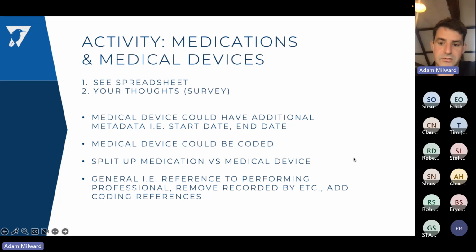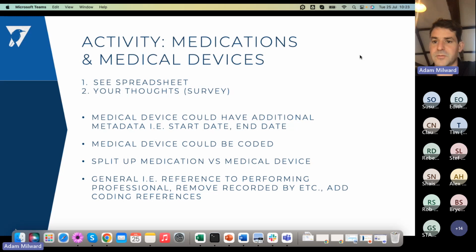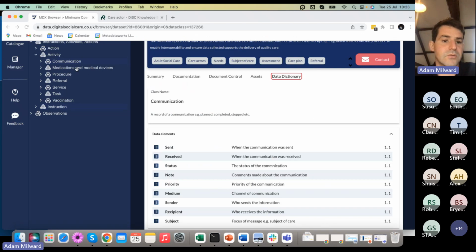And then we've got the general comments that if you've been on the webinars, you've probably heard me say quite a few times. We want a reference to the performing professional. We don't need to say the person who recorded the information, because that's contained in our audit modules. So it doesn't need to be fully specified here as well. And then we need to add the coding references. So very quickly, I'll walk through medications and medical devices.